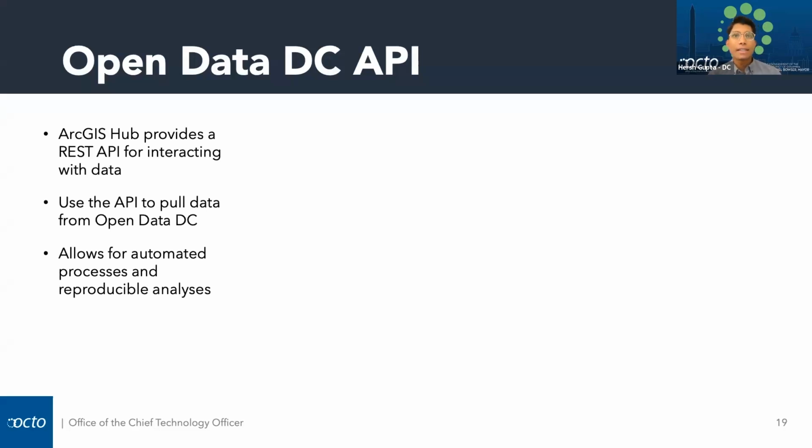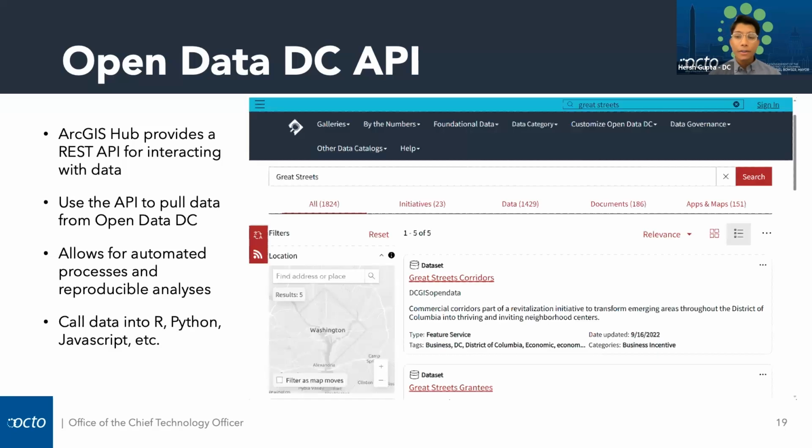Say I have a data set that I want to use and reuse, or I want to integrate into my application, I can use the API to do so. I can call data into R and RStudio, Python in my Jupyter Notebook, or in my JavaScript IDE and my modern web frameworks to integrate data right out of Open Data DC into my application.